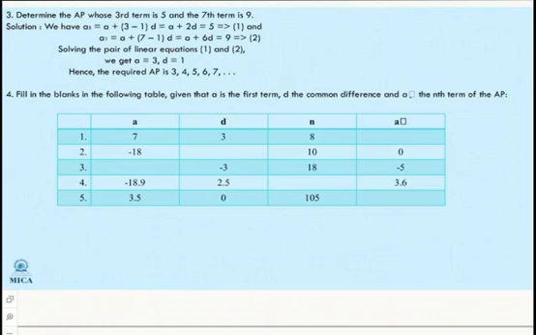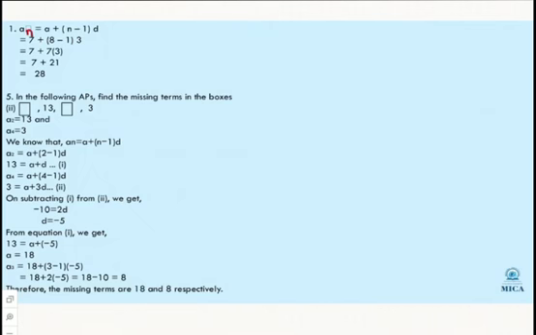Fill in the blanks in the following table given that A is the first term, D the common difference, and An the nth term of the AP. So they have given the first term, the common difference, the number of terms, and the last term. So here we have to fill the table. So let us look at one of the examples how to solve it. We put the formula An is equal to A plus n minus 1 into D. So 7 plus 8 minus 1 into 3 is equal to 7 plus 7 into 3, which is equal to 7 plus 21, which is equal to 28.